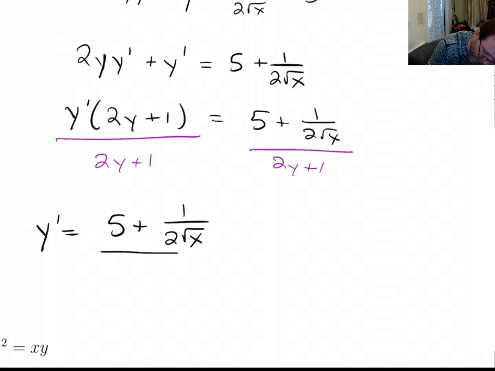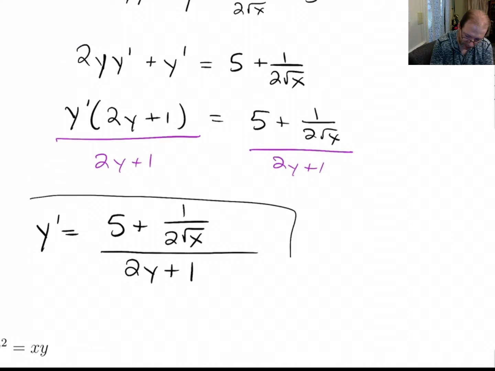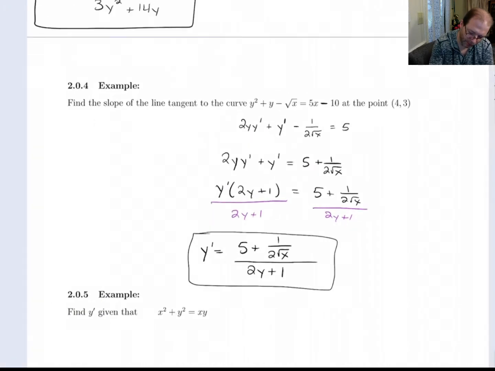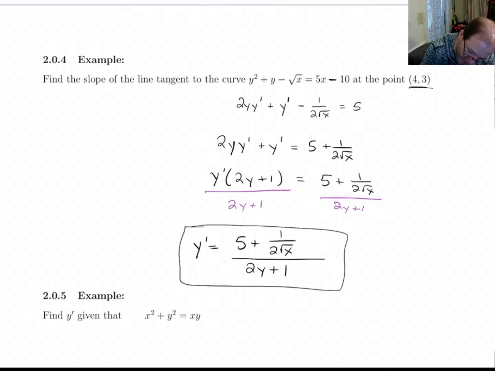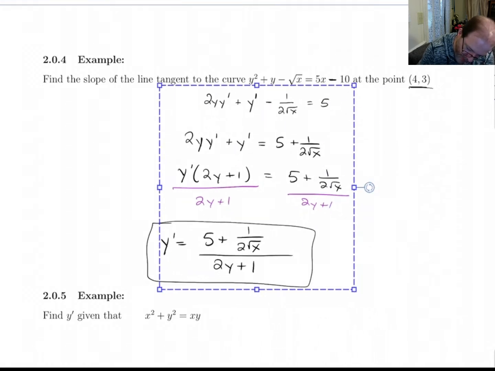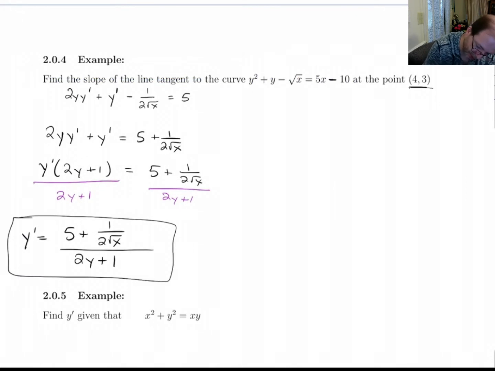Normally I don't like compound fractions, but I'm going to leave this one like this because all we've really got to do is plug one number into it. So let's not worry about rationalizing and doing all that stuff. Okay, so we've got all of that, and we're supposed to find the slope of the tangent line at the point (4, 3). So I'm going to plug in (4, 3) into this.